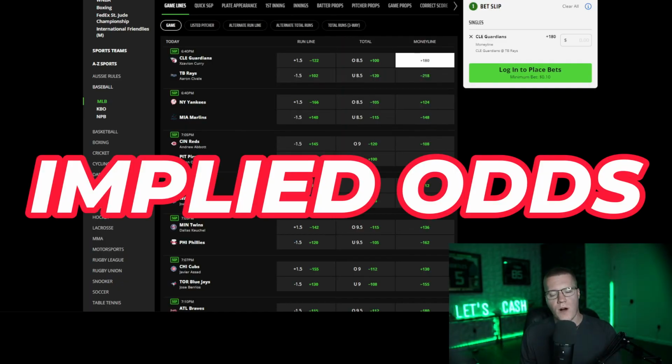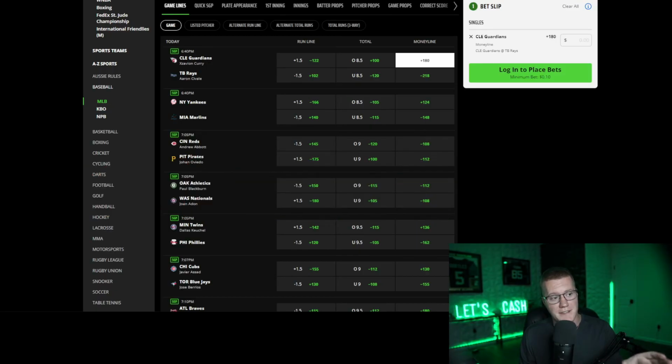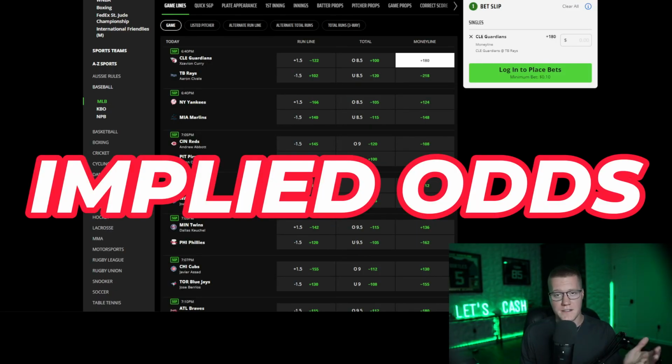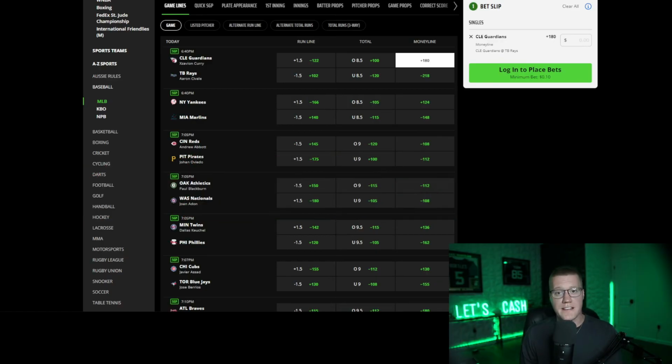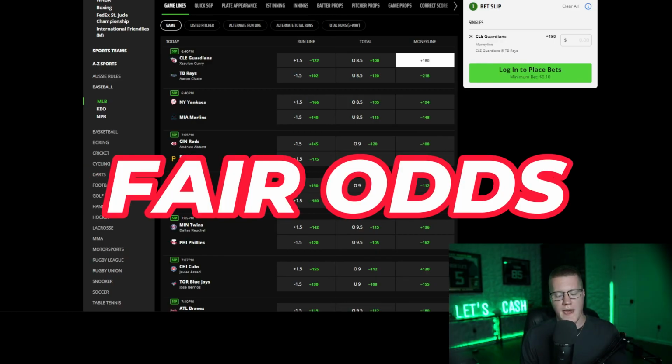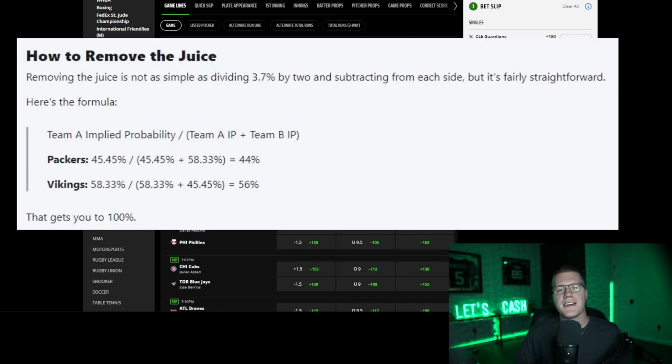So now knowing how implied odds are calculated, you now know that these actually aren't the true percent odds to hit that you see in front of you, otherwise known as implied odds. So how do we find the hidden percent odds to hit here? And these odds are known as fair odds. How do you find the fair odds percent here on these exact money lines? Let's dive in.